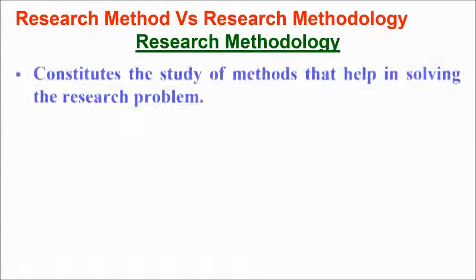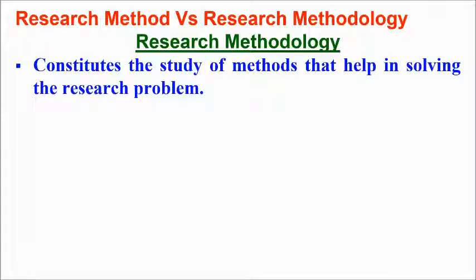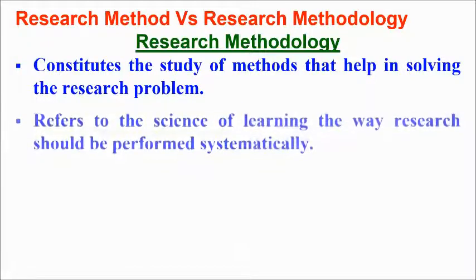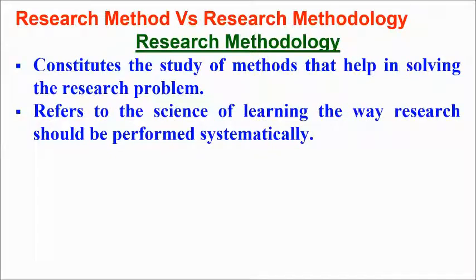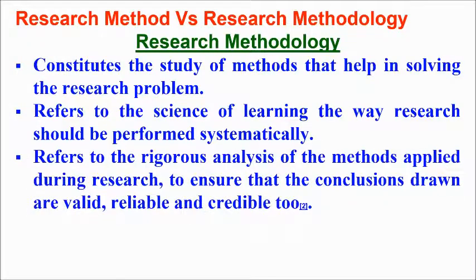Research methodology, on the other hand, constitutes the study of methods that help in solving the research problem. It refers to the science of learning the way research should be performed systematically. It also refers to the rigorous analysis of the methods applied during research to ensure that the conclusions drawn are valid, reliable, and credible too.